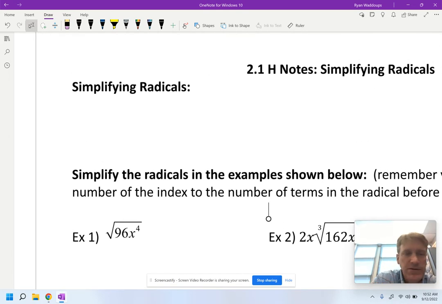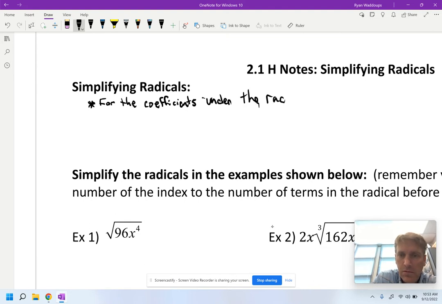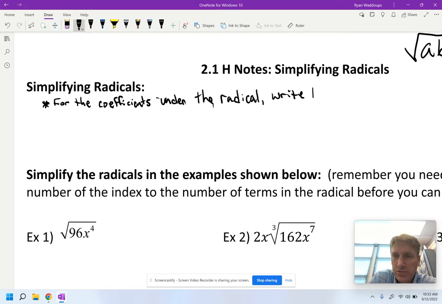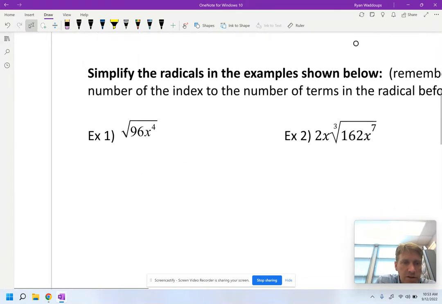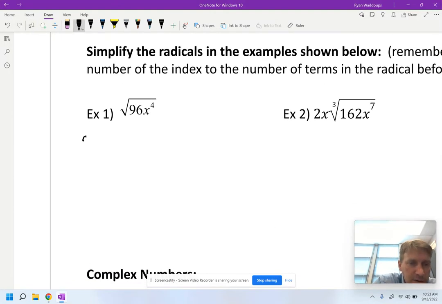So on simplifying radicals, first off, for the coefficients under the radical, write the prime factors. Okay, so let's look at example one. We're talking about that 96, and the prime factors.